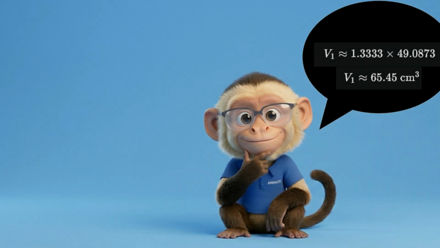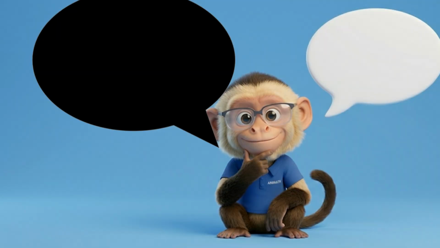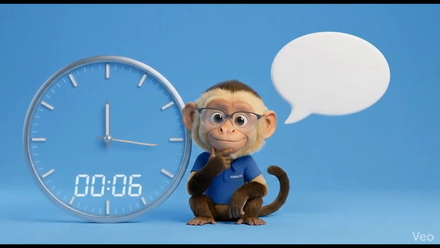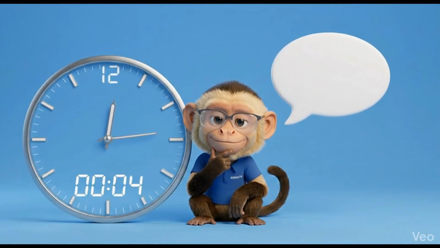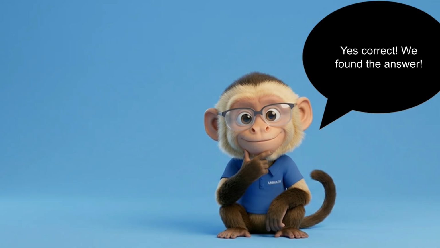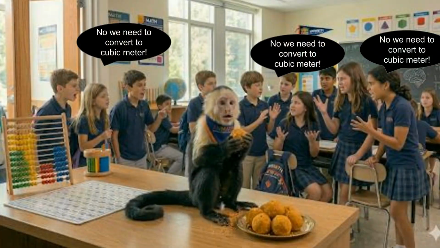Now, we need to multiply this volume by 10 to find the total volume of 10 lattice. Multiplying the volume of 1 lattice by 10 gives us the volume of 10 lattice. It's easy to multiply a decimal by 10. Move the decimal point 1 place to the right. The volume of the 10 lattice is 654.5 cubic cm.